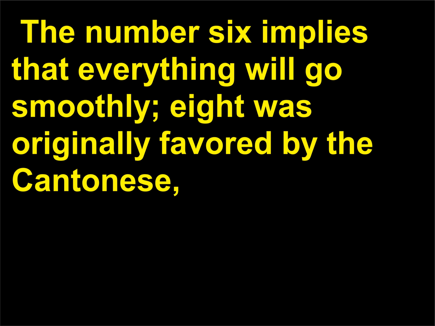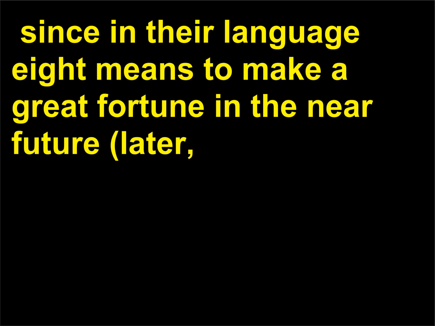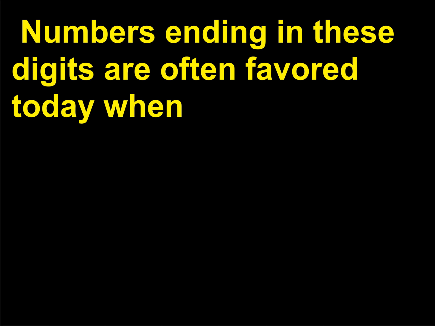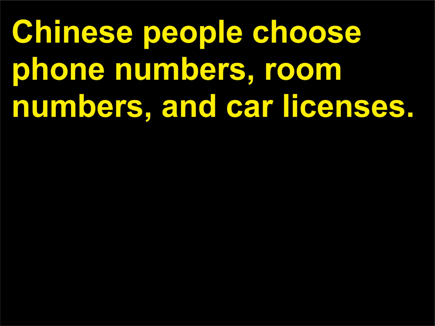The number 6 implies that everything will go smoothly. 8 was originally favored by the Cantonese, since in their language 8 means to make a great fortune in the near future. The Chinese favor the number 9 because it implies something everlasting, especially in friendship and marriage. Numbers ending in these digits are often favored today when Chinese people choose phone numbers, room numbers, and car licenses.